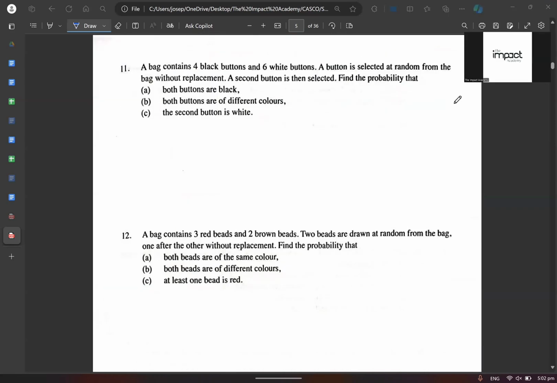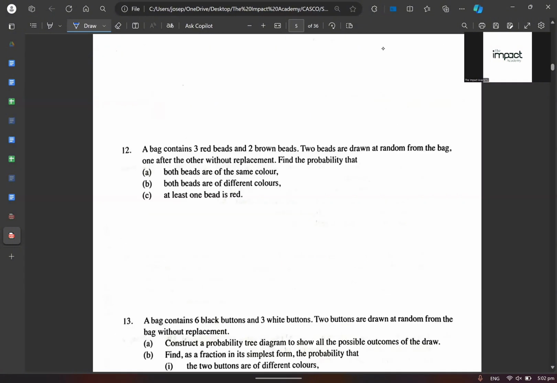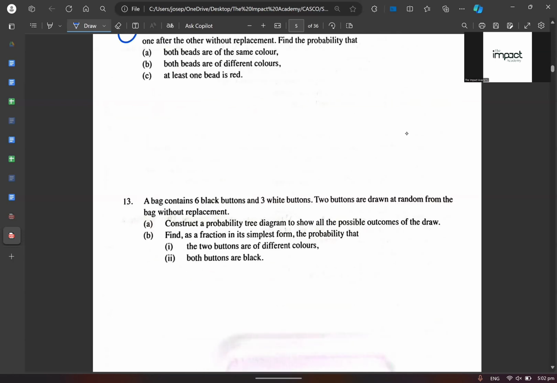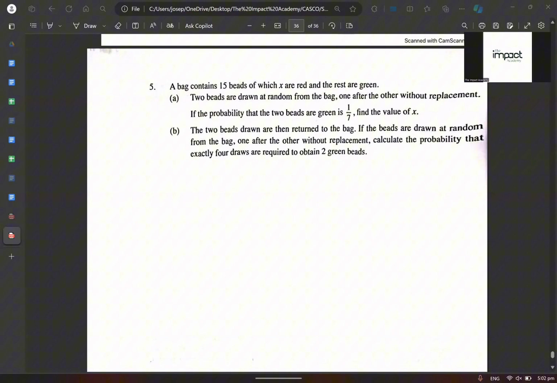Question number 11. A bag contains 4 black buttons. Okay, so this one I think you can do all by yourself. You can circle question 11. Okay, 12 also do it all by yourself. 13 also do it all by yourself. Is that okay?